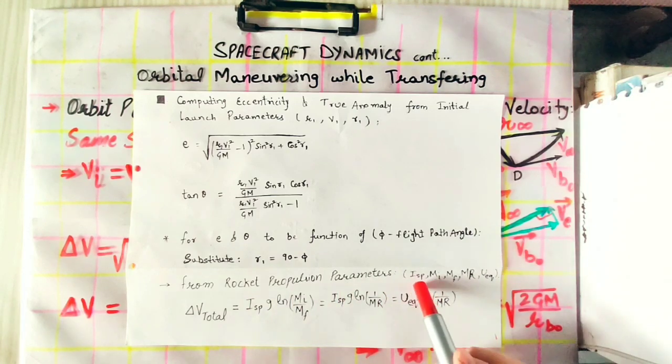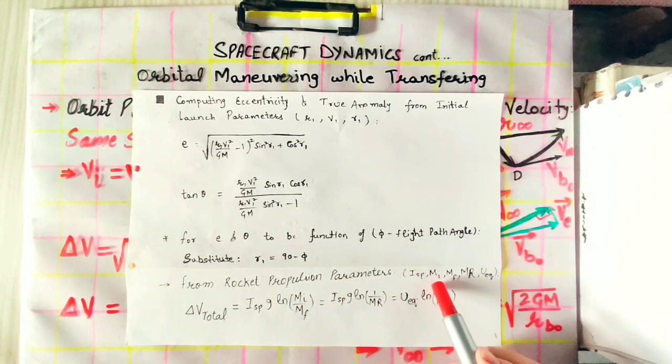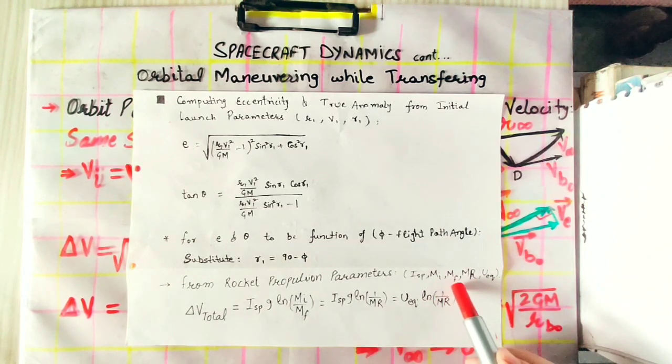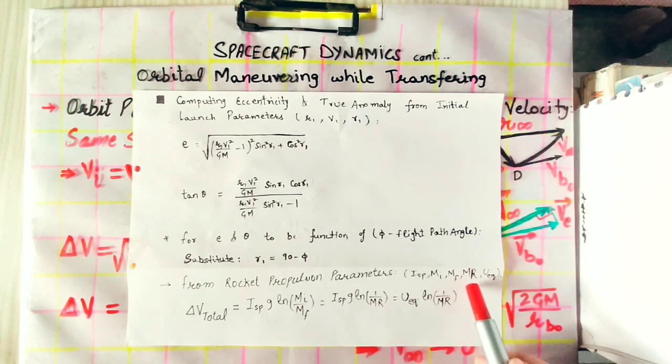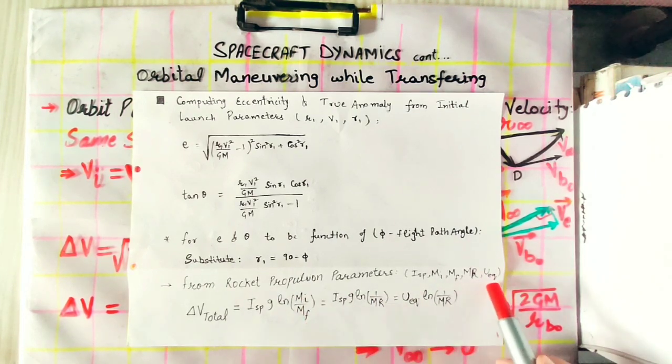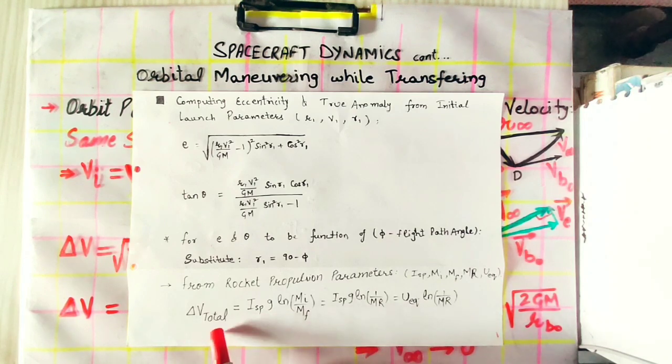That is in terms of ISP, specific impulse, MI, the initial mass of the rocket including fuel, payload, structure, everything, and the final mass, that is MF, when the whole propellant gets consumed. And this MR is the mass ratio of final to initial mass. So the inverse of mass ratio will be MI upon MF. And lastly we have U equivalent, that is the equivalent velocity of the rocket. And delta V total, or delta V budget in total, is given by ISP G ln MI by MF.